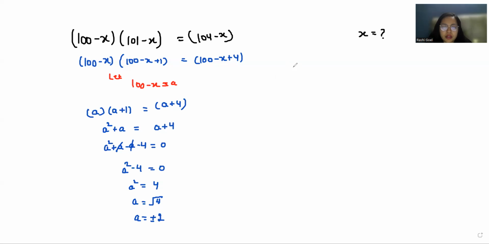So as we know, we took a substitution. So let's put a equal to positive 2 first. So 100 minus x is equal to 2. 100 minus 2 is equal to x. So x is 98.